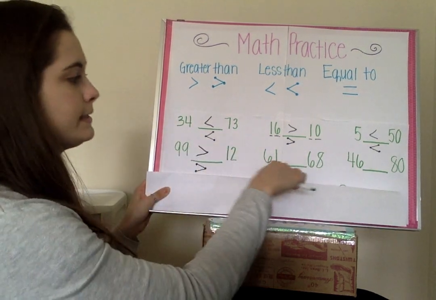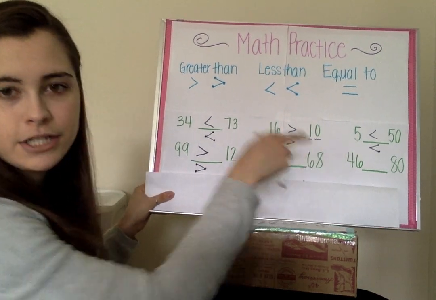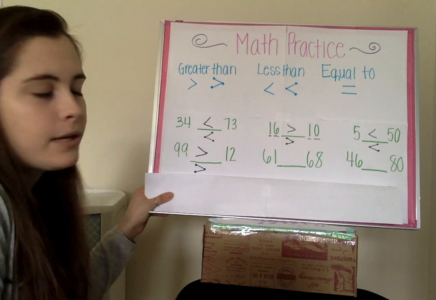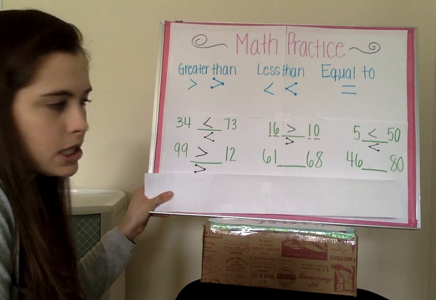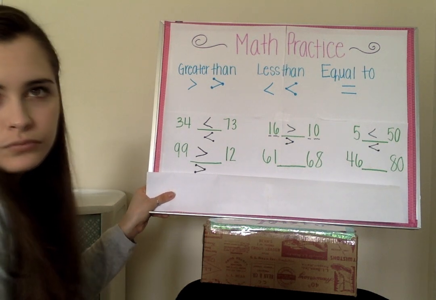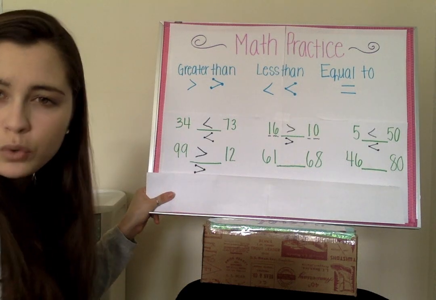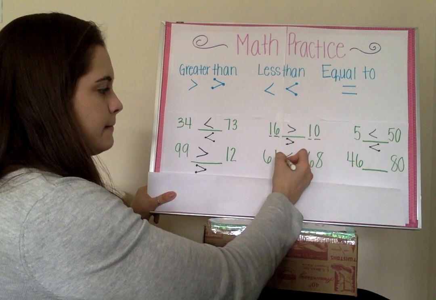This one, 61 and 68. Now I know you guys are getting really good at this, so I wanted to trick you a little bit. Look at the tens and the ones here. Think about it. 61 and 68. Which number is bigger? Which one's smaller? So which symbol would we use? Greater than, less than, equal to? We would use less than.